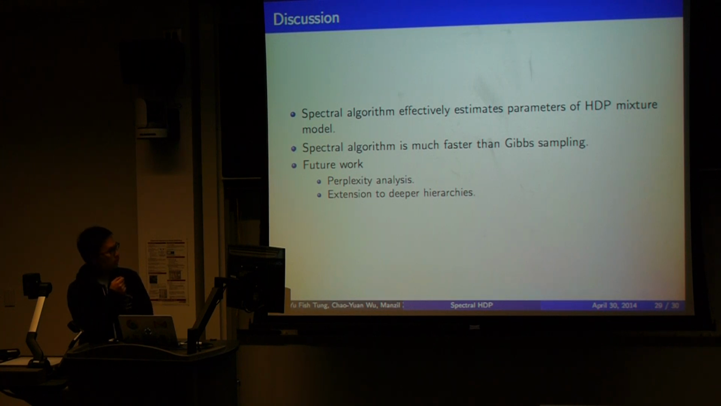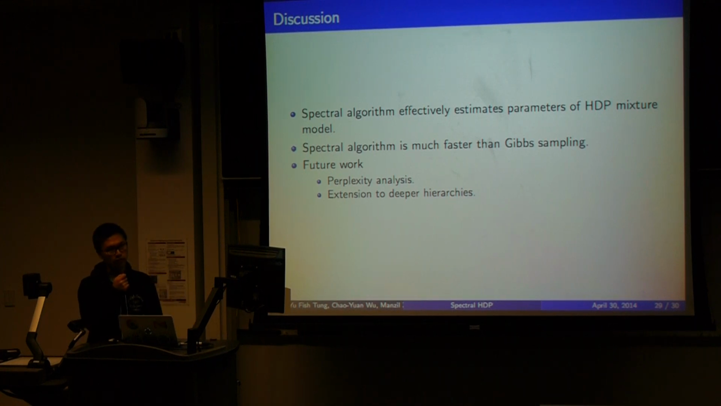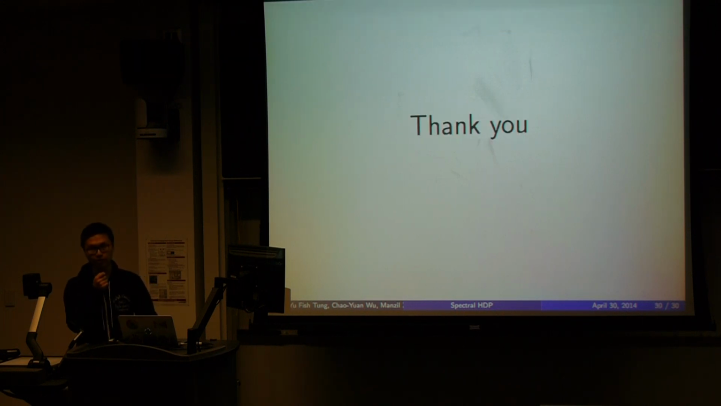And so, to sum up, we have proposed an algorithm that can effectively estimate the parameters in HTTP mixture models, and it's much faster. Of course, to better evaluate this algorithm, we also have to do the perplexity analysis. But the perplexity analysis on the Gibbs sampling one takes some time, so we'll report the results in our final report. And in the future, we can also extend this to deeper hierarchies. So, thank you.